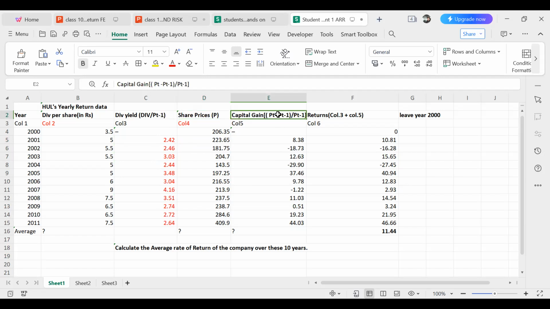Capital gain yield, I've written the formula, you already know. It is the price of the share in the current year minus the previous year, divided by the previous year. That's why you're leaving the first one blank. You're calculating from here, so it is 223.65 minus 206 divided by 206.35. So this is how you have got the capital gain yield. You know that whenever you're investing in a share, you get two types of returns: one is your dividend yield and another is your capital gain yield.